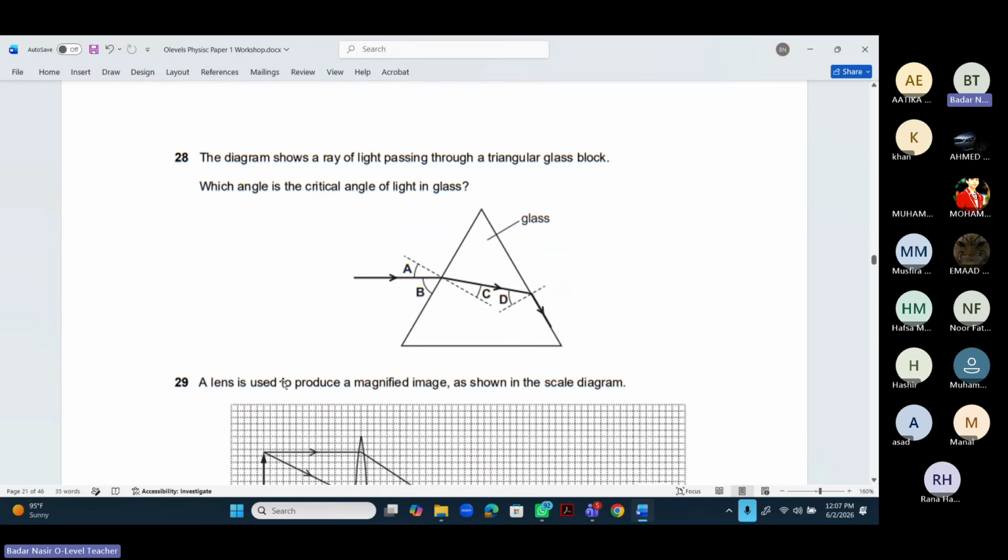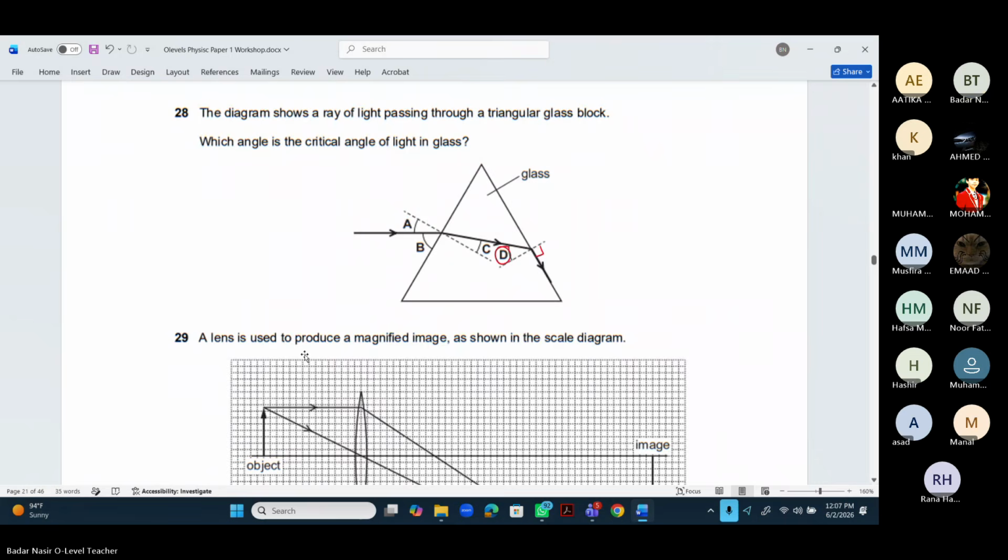Now, for question number 28, the diagram shows a ray of light passing through a triangular glass block. Which angle is the critical angle of the light in the glass block? So again, critical angle pe ray of light is refracted at an angle of 90 degrees along the surface. So 28 ka D hai.